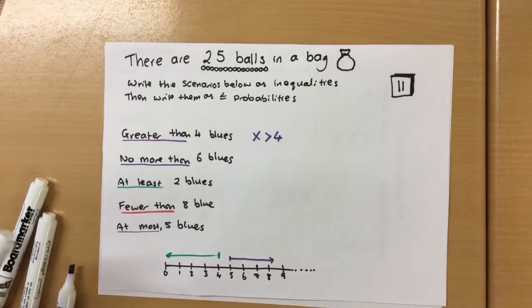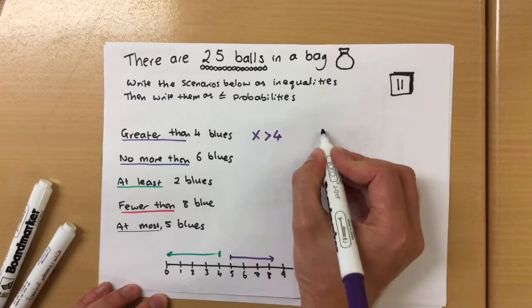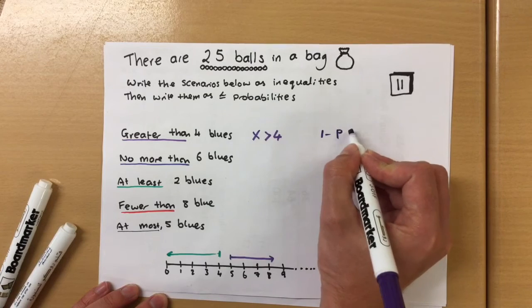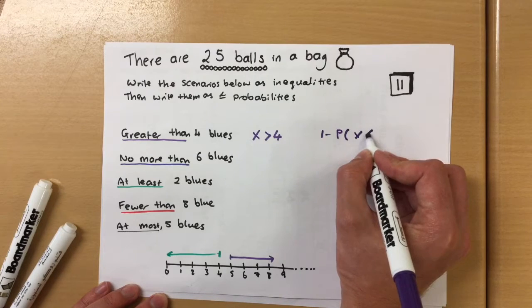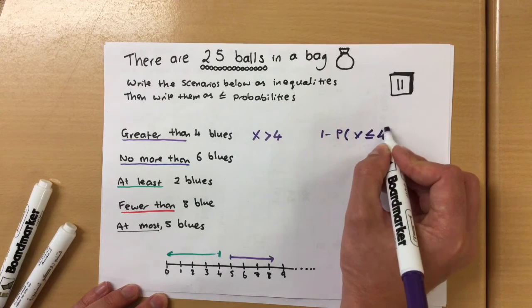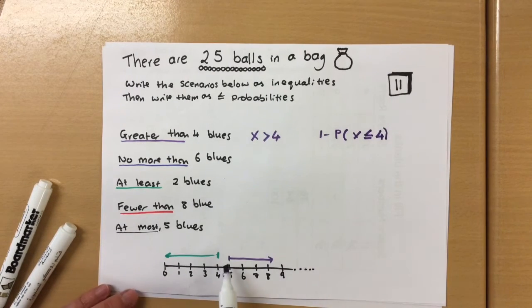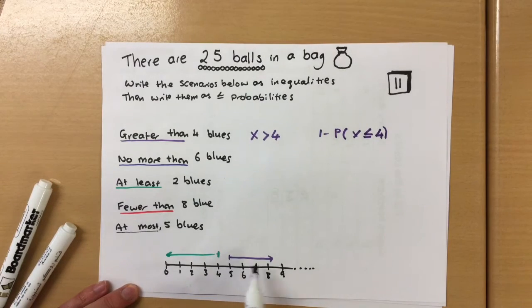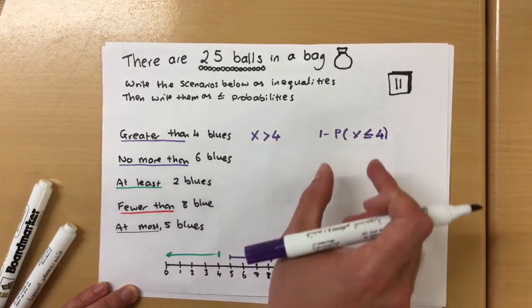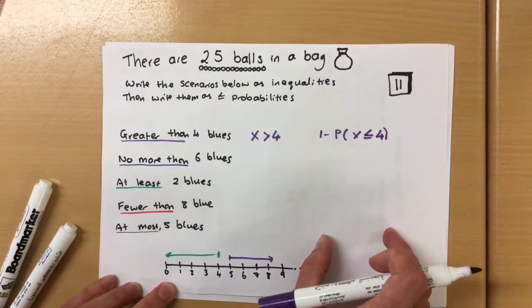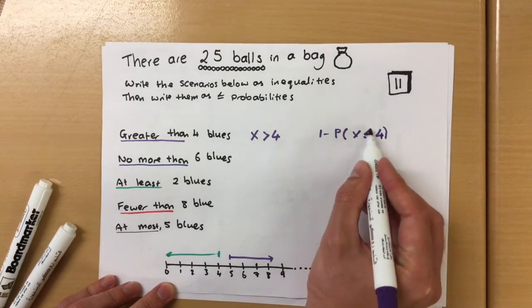So you could write this as 1 minus the probability of x is less than or equal to 4. Because we want all the chances that are more than 4, i.e. 5, 6, 7, 8, 9, etc. Therefore, we don't want this stuff down here. So you do 1 minus that. So you're going to pause it now and write out the inequalities down here. Then you write your probabilities down on this side, and the probability must include this sign only.